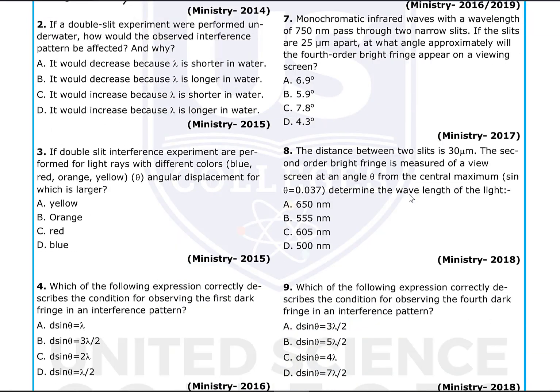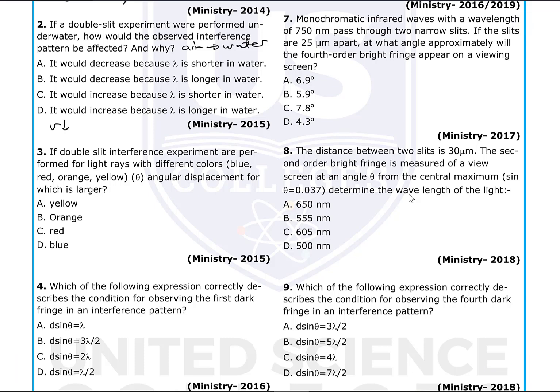If a double slit experiment were performed underwater, how would the observed interference pattern be affected, and why? When light enters from air to water, as we learned in 10th grade, the speed of light decreases. So v decreases, because the frequency of a wave does not change.